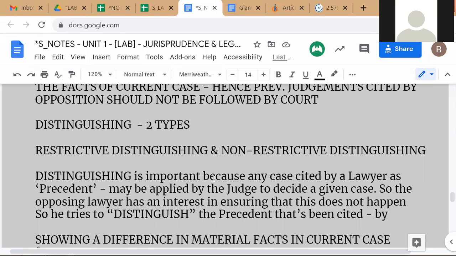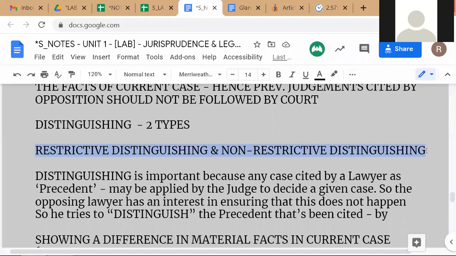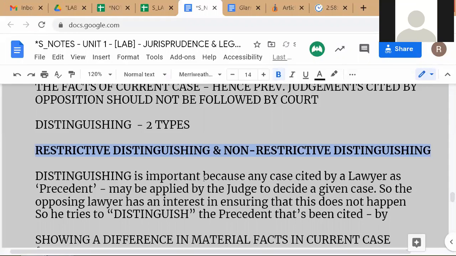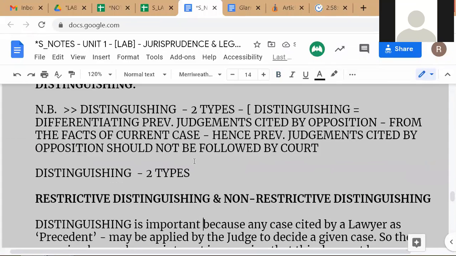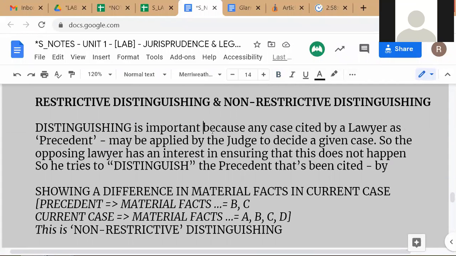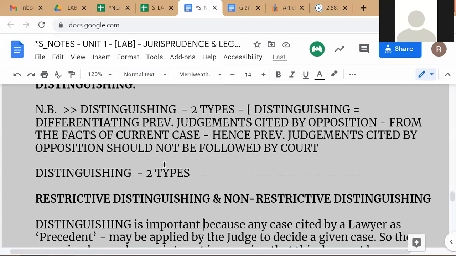Okay, so there are two types: restrictive and non-restrictive. Here, I'm just telling you why distinguishing is important. Any case cited by a lawyer is a precedent. It will be applied. Obviously, I mentioned this already.